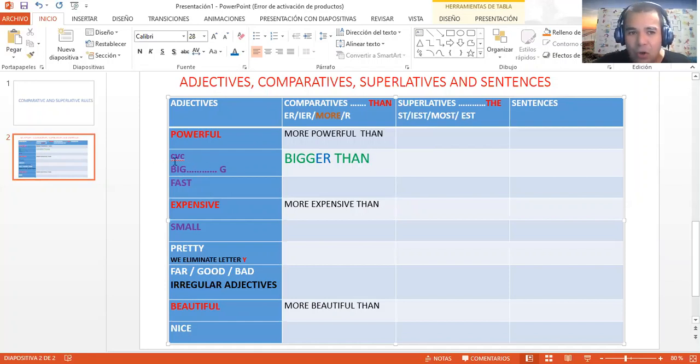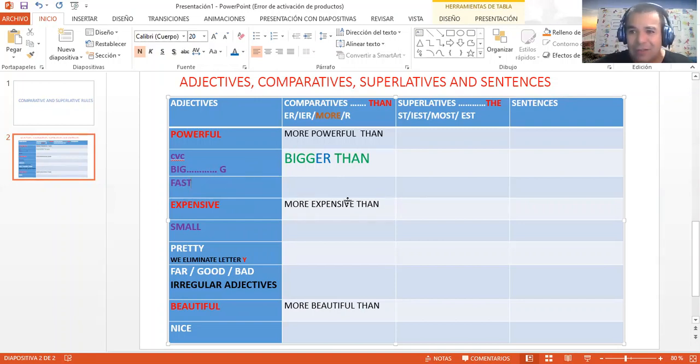Remember, we have consonant, vowel, consonant. We double the last letter, which is letter G. And at the end is bigger than. So that's the second rule. Rule number 3. We have fast. Fast is a one syllable adjective, but it doesn't have the formula that we were talking about for the adjective big. Because if you see, the last three letters are consonant, consonant, vowel.